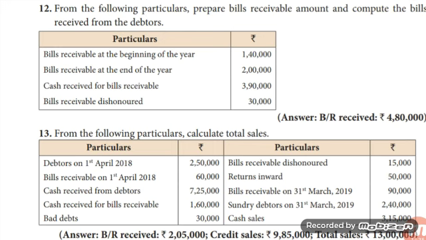Next step, calculation of credit sales by preparing total debtors account. Draw the account, total debtors account. First, enter the opening balance on the debit side as to balance brought down amount 2,50,000. Then enter all items on the opposite side. By cash received 7,25,000. By bad debts 30,000. By returns inward 50,000.